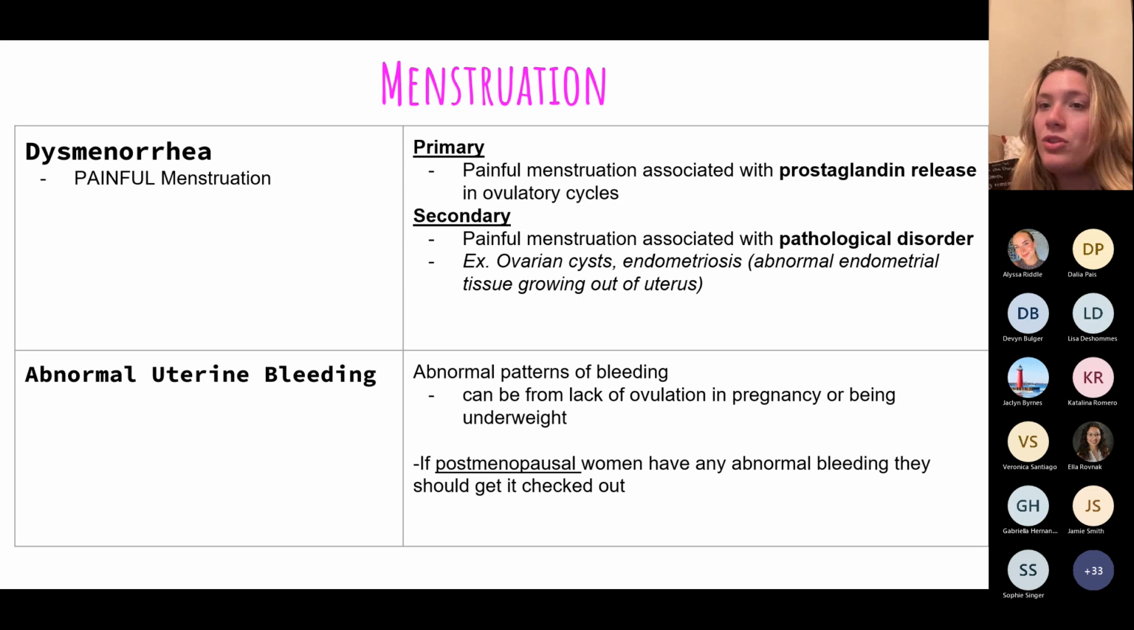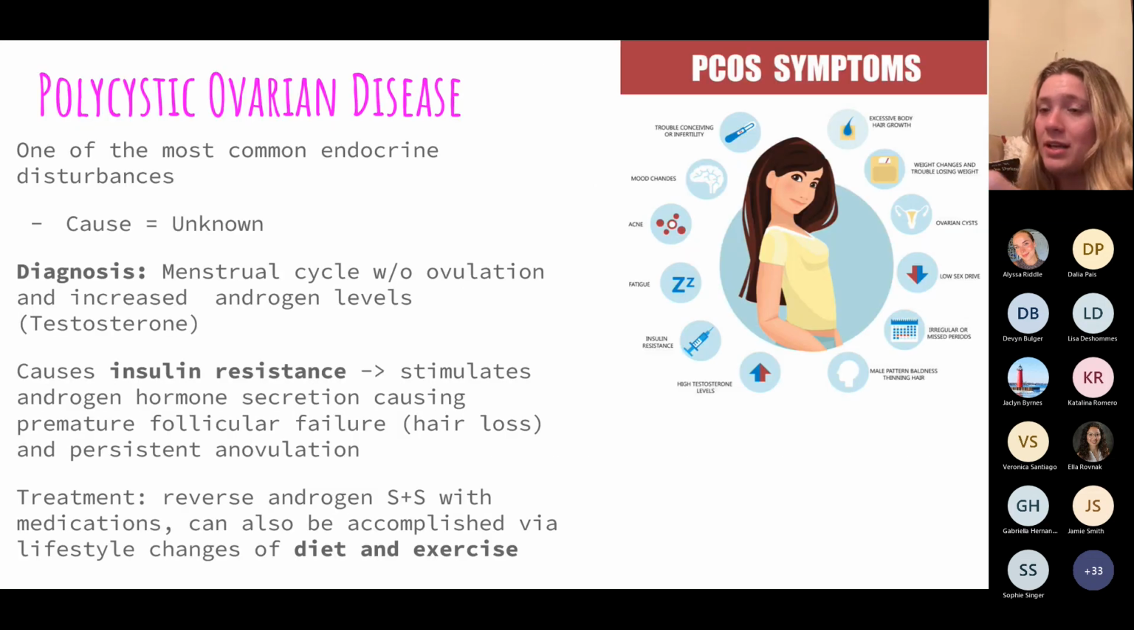So maybe if they're lacking ovulation and pregnancy or underweight and they're just spotting a few times at different points in the month, that would be abnormal bleeding. If a postmenopausal woman starts having abnormal bleeding, we do want to advocate that they can get it checked out because it might be something a little bit more serious.